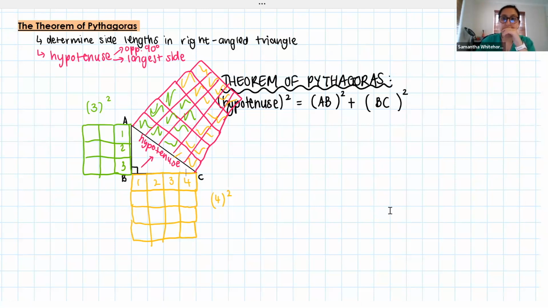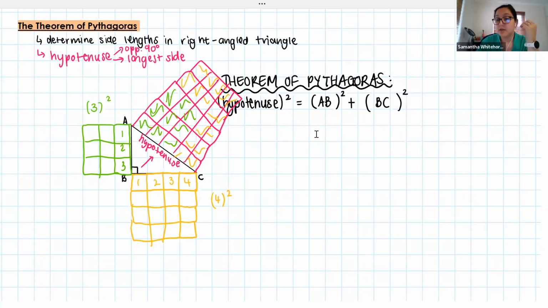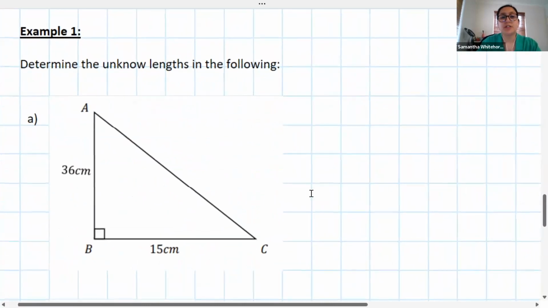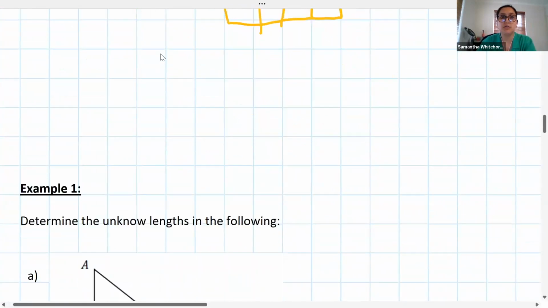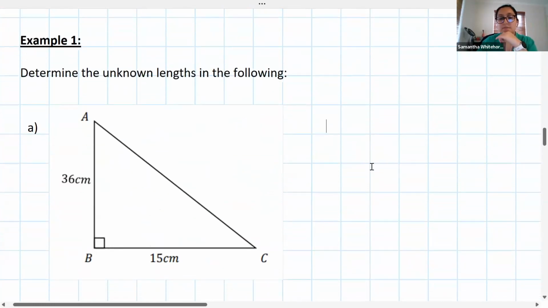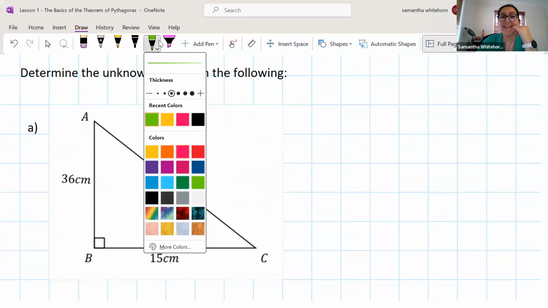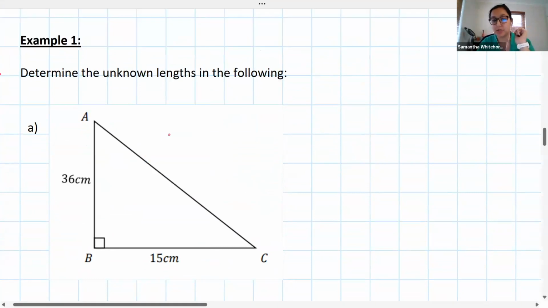Right, so guys, knowing what our theorem is, we are now able to put it into practice, i.e. we're able to apply our theorem. Okay, so if we have a look at our first example here, we've got triangle ABC, and the instruction tells us to determine the unknown lengths in the following triangle. Right, so guys, the first thing that we always do is we identify for ourselves where is the right angle, and therefore which side is my hypotenuse.